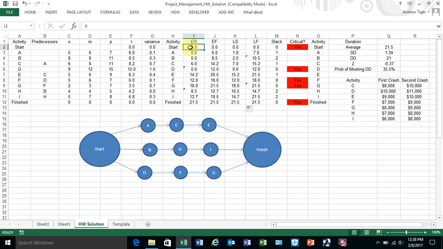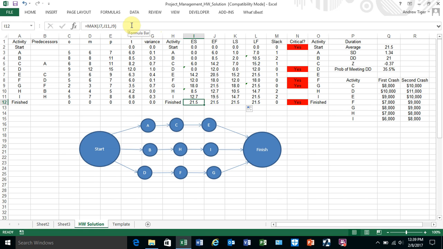I've got a start node, and I put that at 0. After that, for activity A, since its predecessor is the start node, I reference it from the earliest finish column. Same thing for B. C's predecessor is A, so I reference A. D's predecessor is back to the start node. E's predecessor is the C node, all the way down to the finish node, and the finish node has 3 predecessors, so you have to take the maximum.